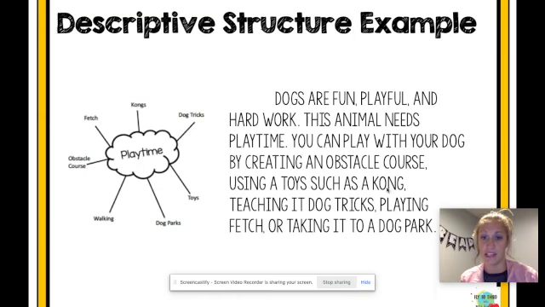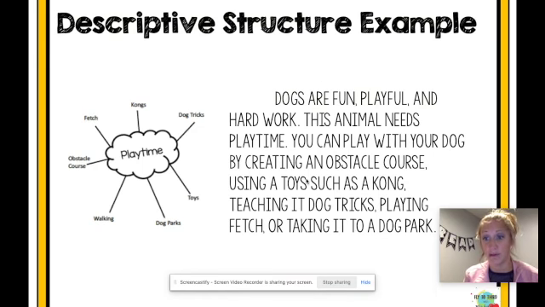Are there any adjectives? Playing fetch. Is that an adjective? Playing's a vivid verb again. Or taking it to a dog park. That could be an adjective. It's a park just for dogs. So yeah, they're starting to do that here, but I'm actually going to expect you to do a little more.